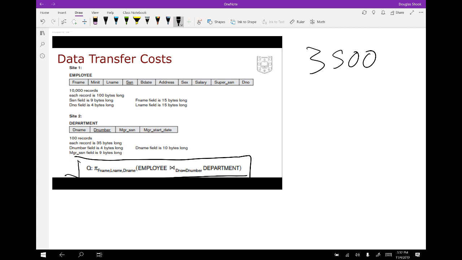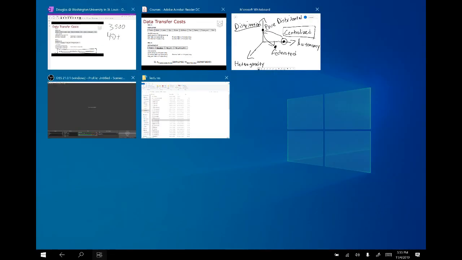Okay? I perform the join. And then I have to think about how much data I'm going to send back to site 3. So the columns that I'm keeping are the first name, the last name, and the department name. So first name is 15 bytes, last name is 15 bytes, department name is 10 bytes. So every tuple is going to be 40 bytes. And then how many tuples do I have? That was on the next slide.